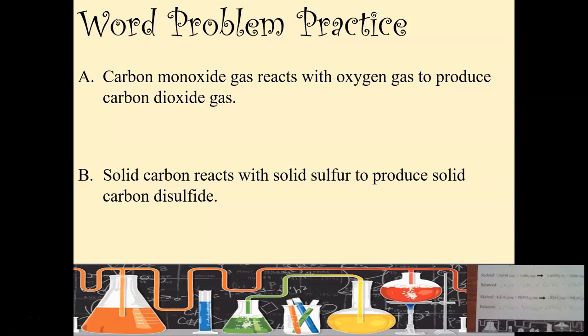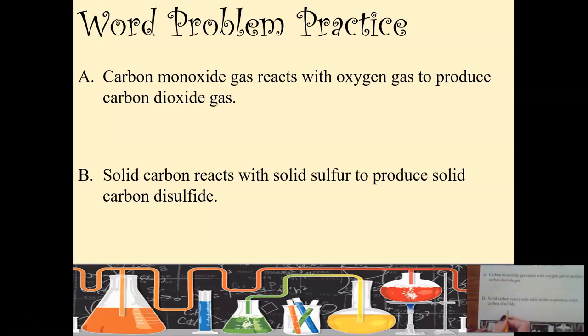Okay, so here's a word problem. Let's work on the word problems here. Carbon monoxide gas reacts with oxygen gas to produce carbon dioxide gas. Okay, so we're not going to panic when we have word problems. We're just going to take it a teeny piece at a time. Carbon monoxide gas reacts with, so what is that? That means plus. Reacts with oxygen gas to produce carbon dioxide gas.